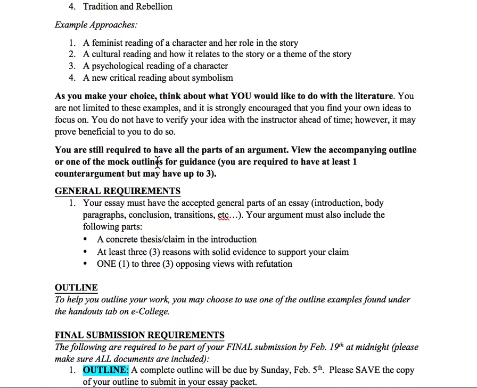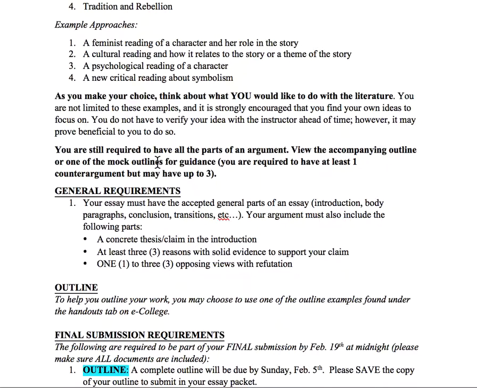And then example approaches could be a feminist reading of a character, or of her role in the story. You could also do a reading of a male character, and discuss masculinity. You could do a cultural reading. So how does the culture affect the theme or the meaning of the story? How are those two things interrelated?